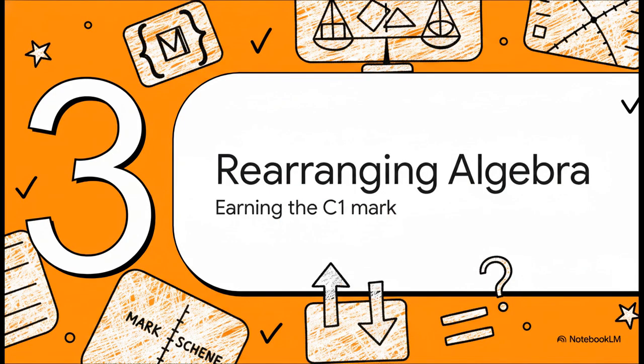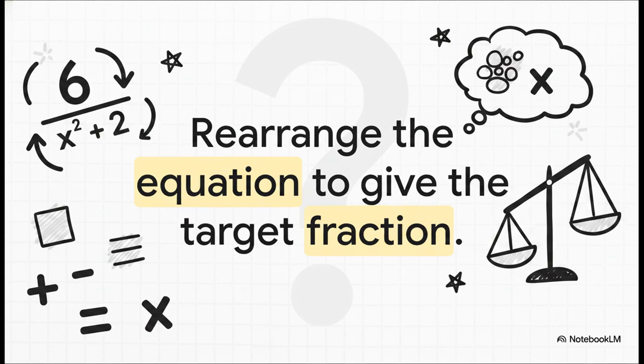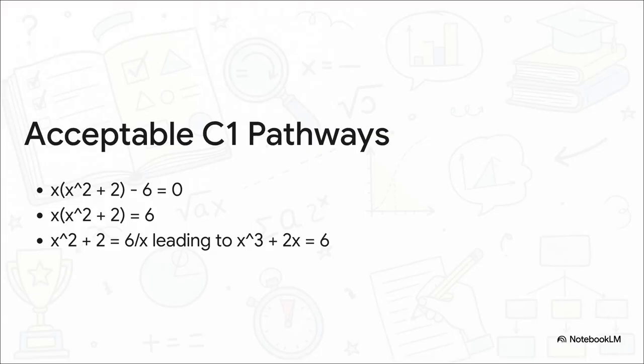Next up, section 3, part B, algebraic rearrangement. This is all about earning that next C1 mark. The prompt here throws us a bit of a curveball, asking us to transform our original equation into a very specific fraction format for 1 mark. Basically, we need to completely isolate x on the left side, leaving us with 6 over x squared plus 2 on the right.